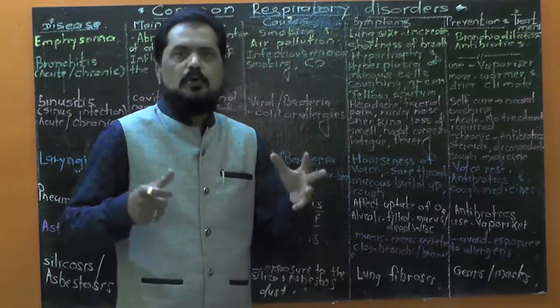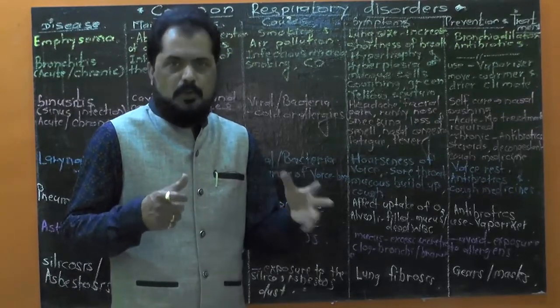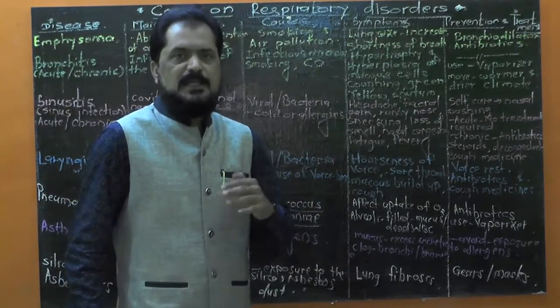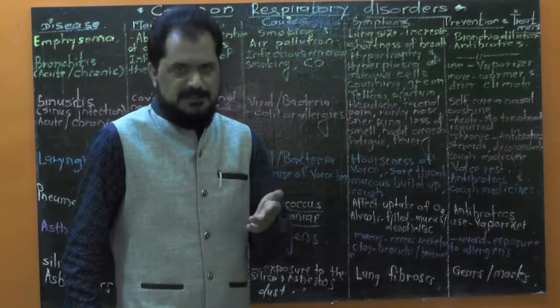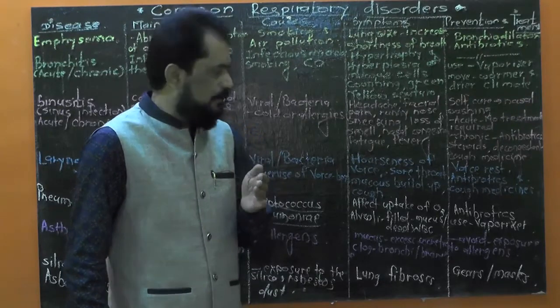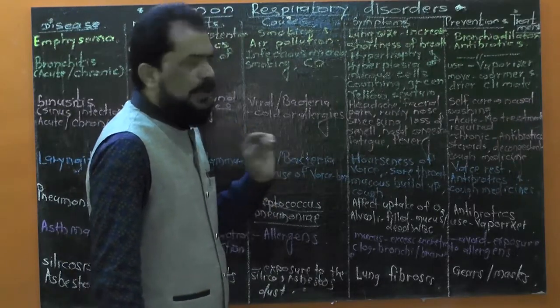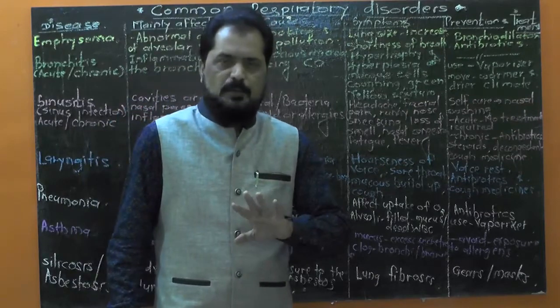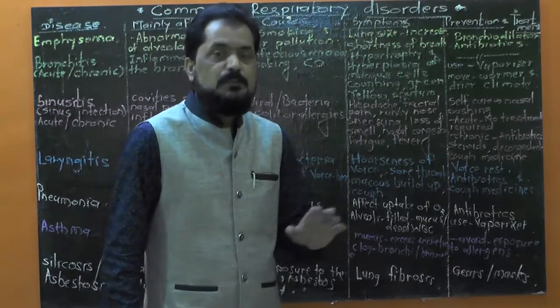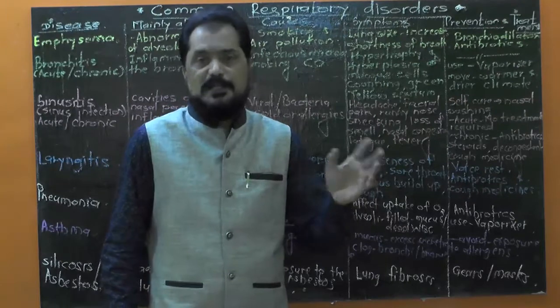Also, there is a clog in the bronchi and bronchioles, and the person always has difficulty in breathing. There is shortness of breath. So, to avoid asthma, first of all, one should avoid exposure to different types of allergens.